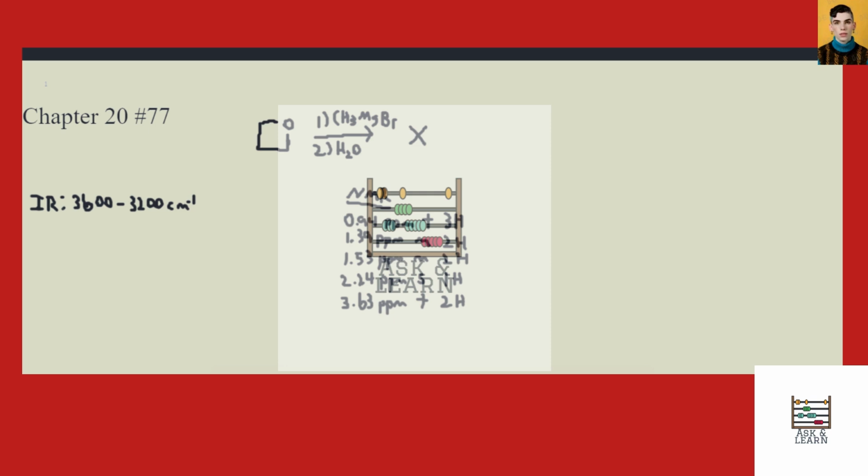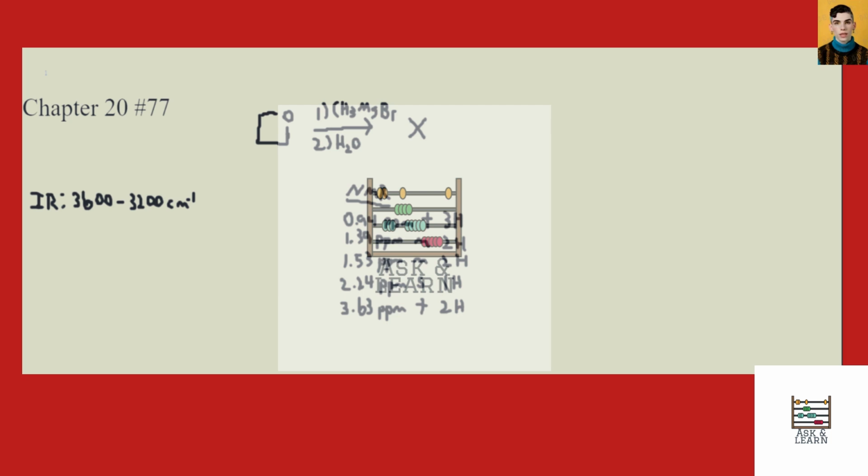This is the answer to Chapter 20, problem number 77 from the Smith Organic Chemistry textbook. This problem says reaction of oxetane with methyl magnesium bromide followed by water forms a compound that shows a strong absorption in its IR spectrum at 3600 to 3200. And then we're given NMR data and asked to draw the structure of the product and to write a mechanism that illustrates the product's formation.